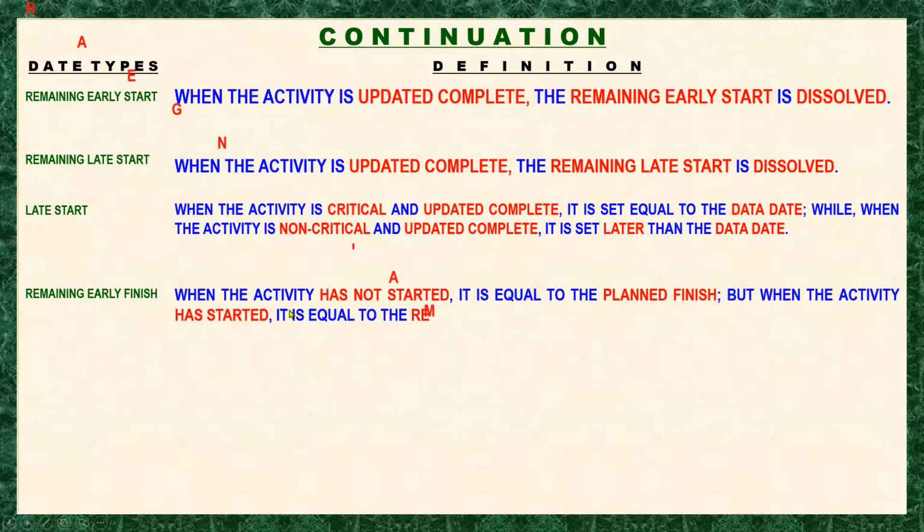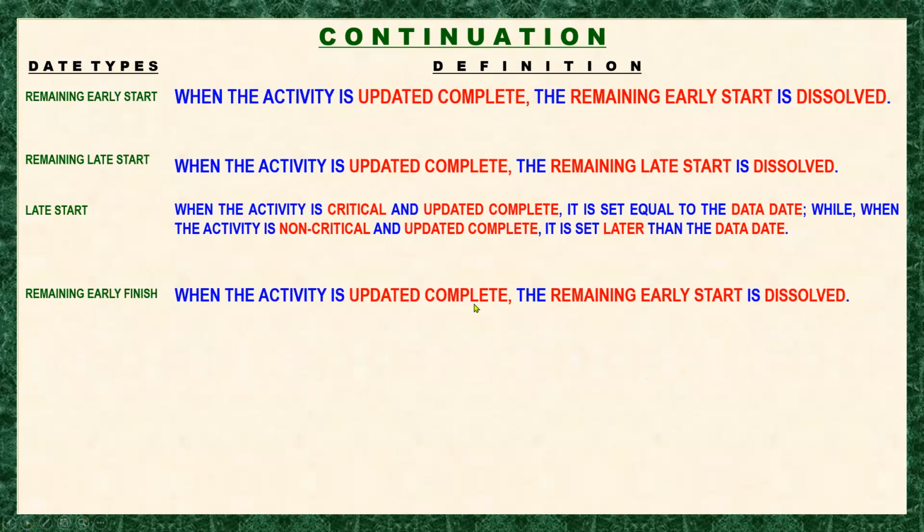Our statement: when the activity has not started, it is equal to the planned finish. But when the activity has started, it is equal to the remaining early start plus the remaining duration. And when the activity is updated complete, the remaining early start is dissolved. So we will go to the finish date.